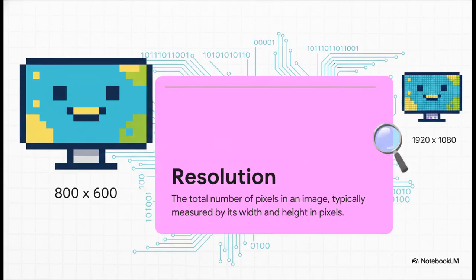Now, the other key factor for images is resolution. This is just how many pixels are packed into the grid. So an image that's 1920 pixels wide by 1080 pixels high has a way higher resolution, way more pixels, than one that's, say, 800 by 600.